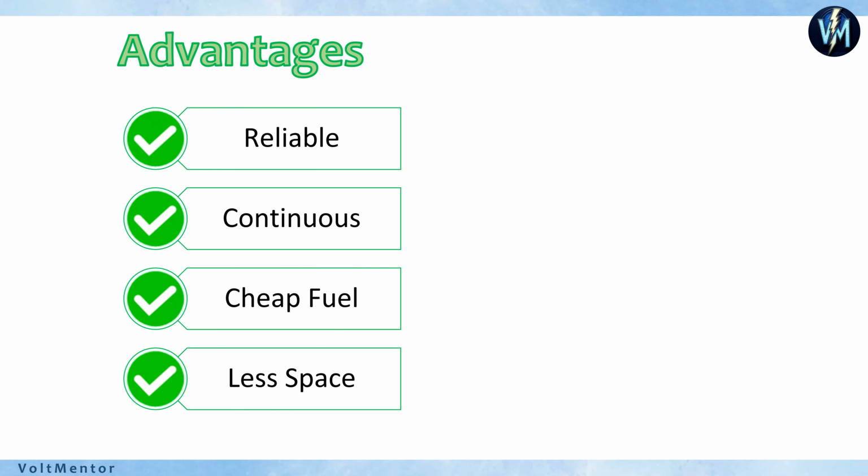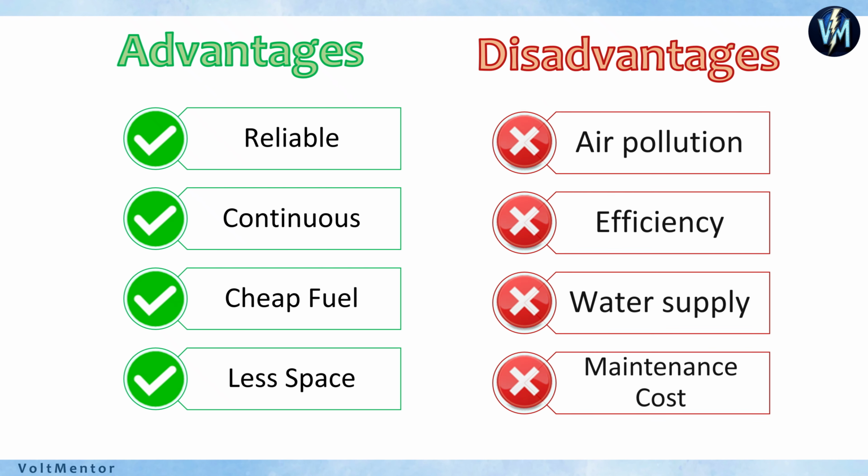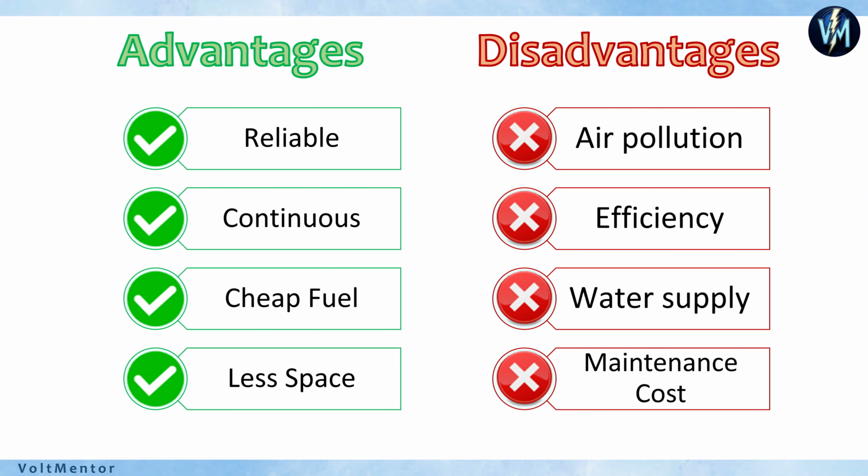But there are also some disadvantages. The plants emit harmful gases like carbon dioxide, sulfur dioxide, and nitrogen dioxide, causing air pollution. It has relatively low efficiency, typically 30 to 40%, requires a large amount of water for cooling, and the maintenance costs are also high.